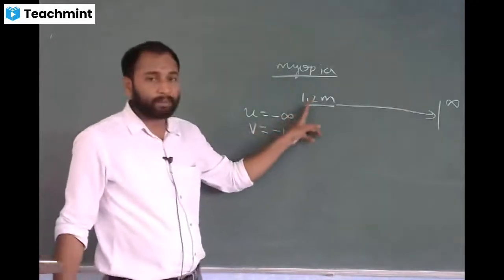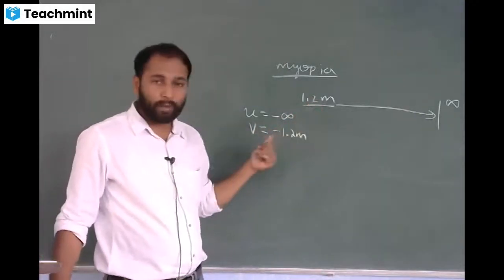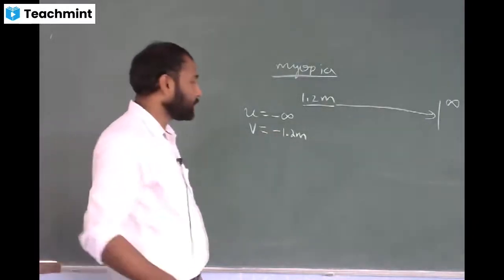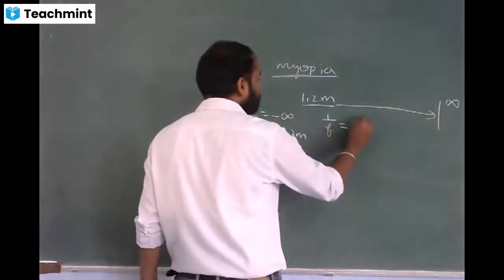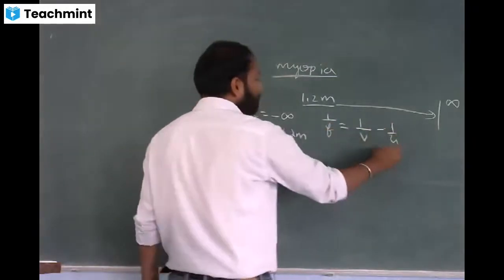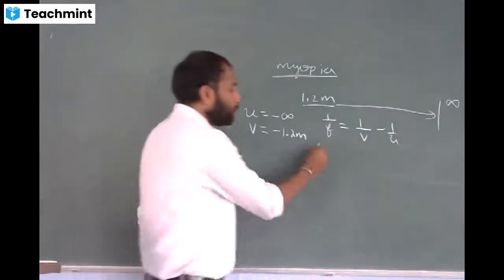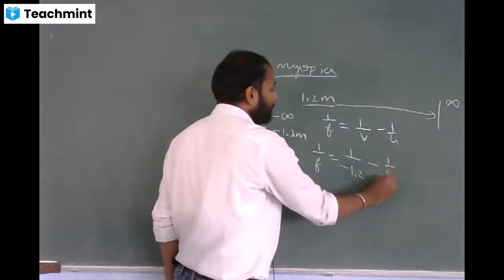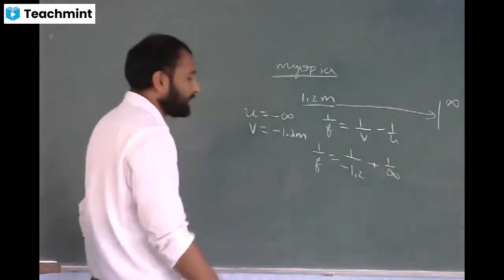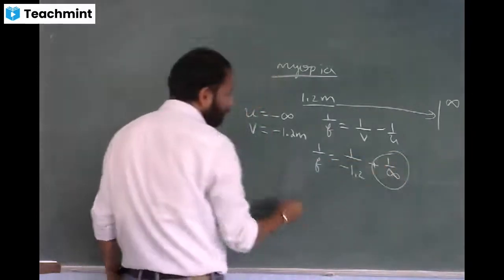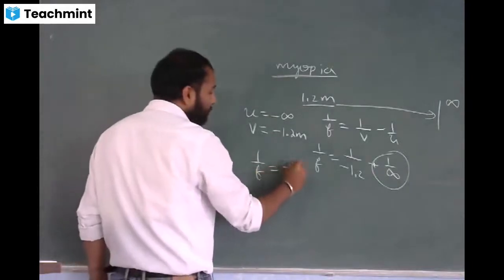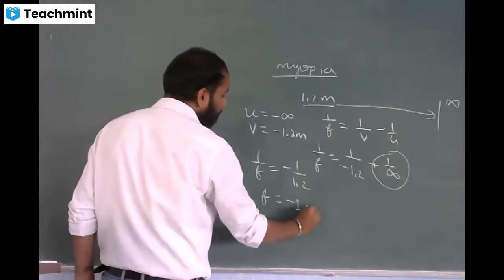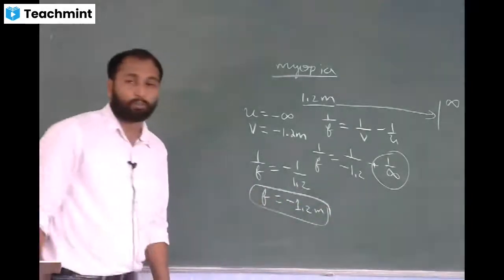Here when the object is placed at 1.2 meter, image will be formed on the retina. So that is why we will take image distance as minus 1.2. So using formula 1 by f is equal to 1 by v minus 1 by u. This is the lens formula. So 1 by f is equal to 1 by v, which is minus 1.2, minus 1 by infinity. Minus of minus infinity is plus infinity. So 1 by infinity value is 0. So 1 by f is equal to minus 1 by 1.2. So f is equal to minus 1.2 meters. So you got focal length as 1.2 meters.